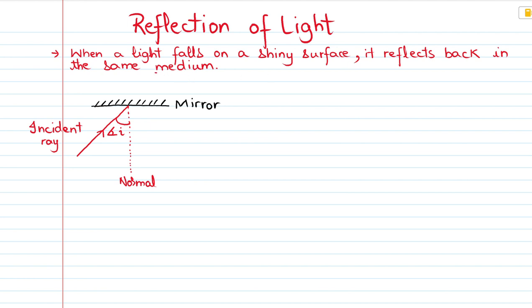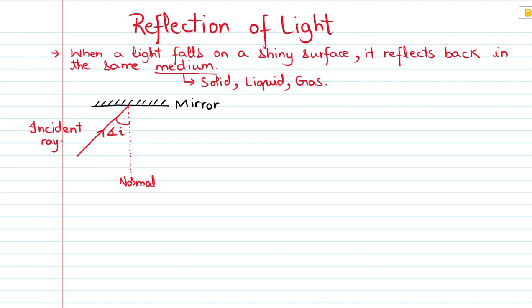Now, what is a medium? So we have three types of mediums: solid, liquids, and a gas. Now, as we can see in the diagram, we have a mirror and the mirror has a shiny surface.